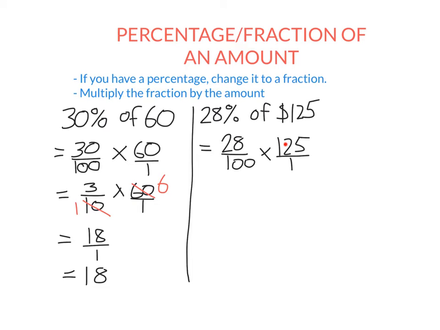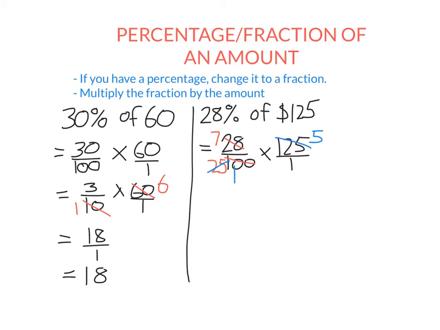28 times 125, not an easy thing to do, it would take me a while. So what I might do is I might cancel some common factors. So 28 and 100 are both divisible by 4. So 4 goes into 28 7 times, it goes into 100 25 times. I can cancel again. 25 goes into itself once and goes into 125 5 times.